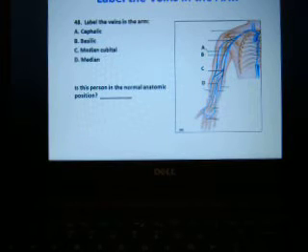So, labeling the veins in an arm, okay? It should be in your study guide. There's some stuff inside your book as well, but your study guide should have it. You're going to need to be able to label the veins in the arm: the cephalic, the basilic, the median cubital, and the median. And you want to know, is this person in the correct anatomic position? Okay? So you want to be facing forward with your palms forward. And so this patient is.